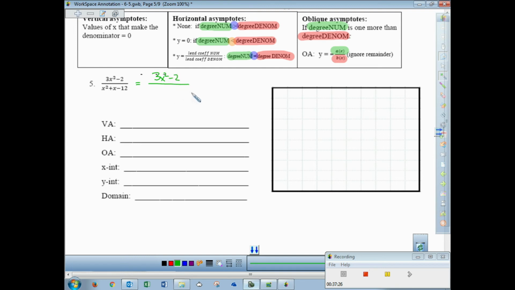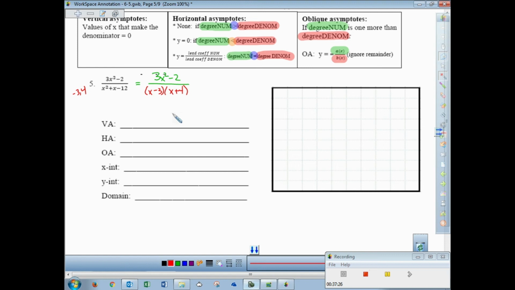Good deal? Denominator, very possibly can factor. There's x squared and x to the first. Please try to factor the denominator. Two numbers that multiply together to be negative 12 and add together to be 1. That would be a negative 3 and 4, right? So x minus 3 times x plus 4. Y'all cool with me factoring that?